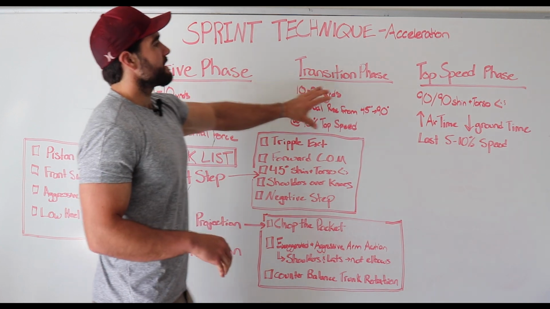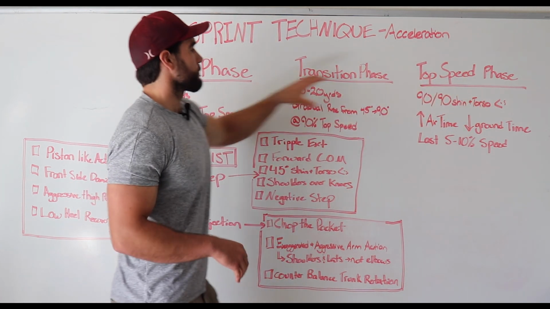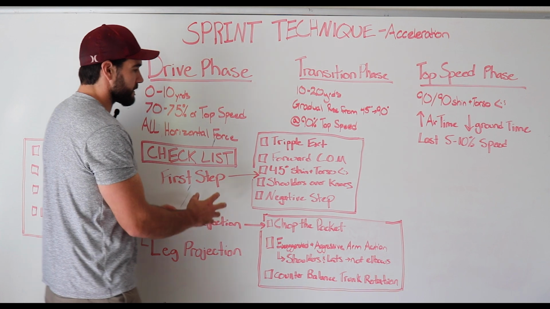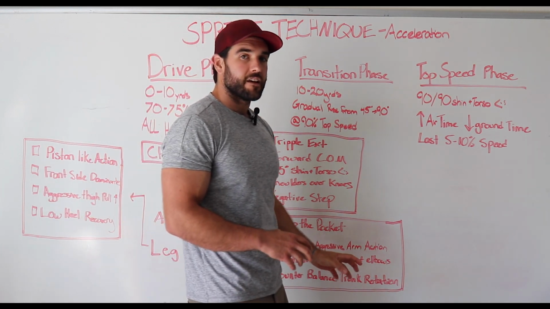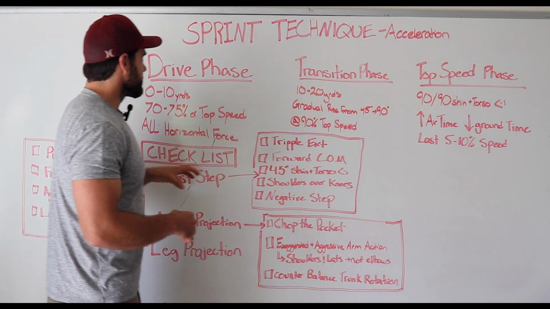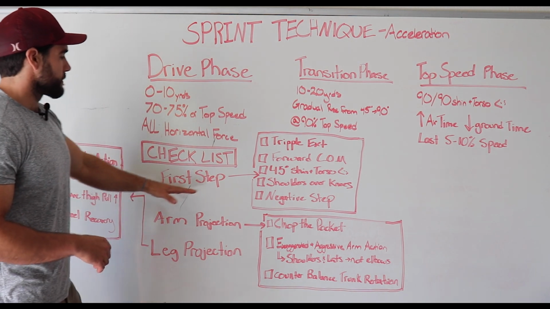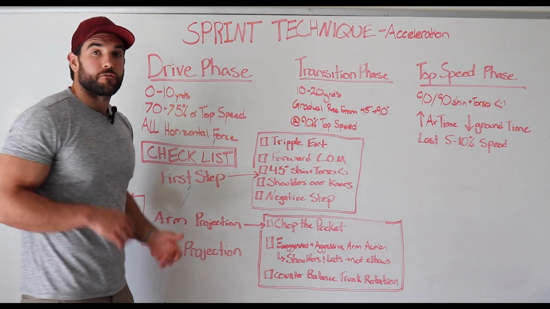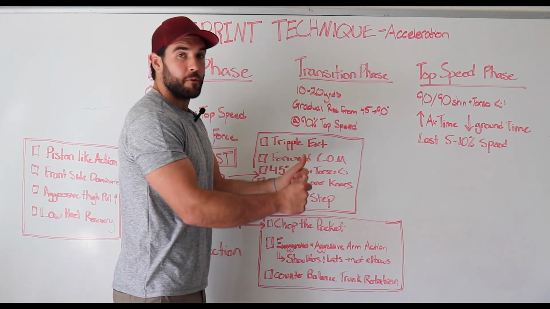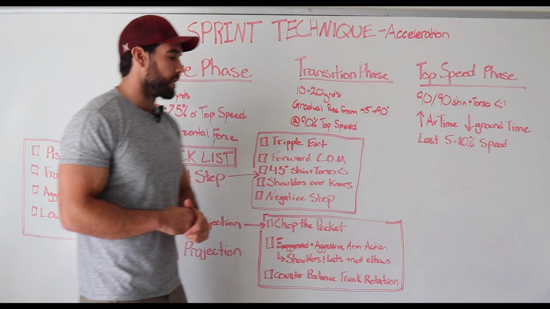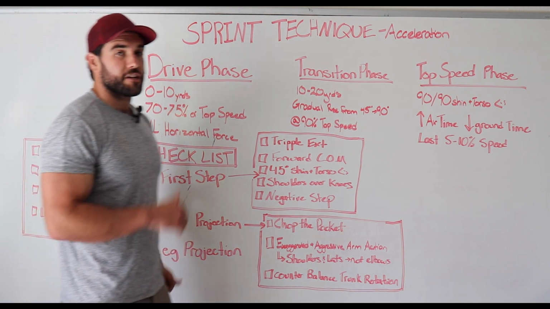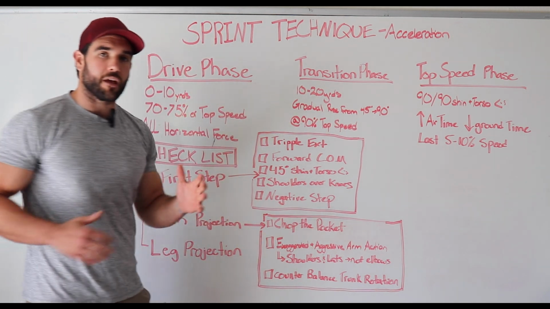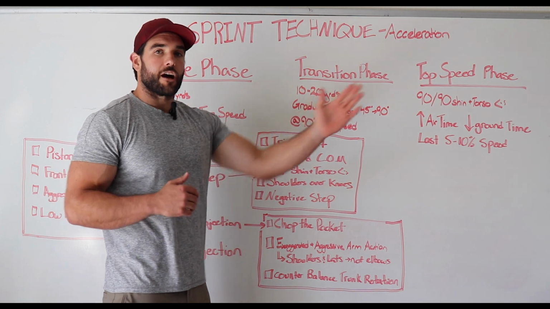So these are the 3 different phases, and now we're gonna break down a checklist of the different technique that you need to have in the drive phase. The big things we're gonna go over inside of the drive phase, we have our first step projection. So how we come off the blocks or how we come off the line. Then we have arm projection. So how we're using our arms to help aid our ability to get out fast.